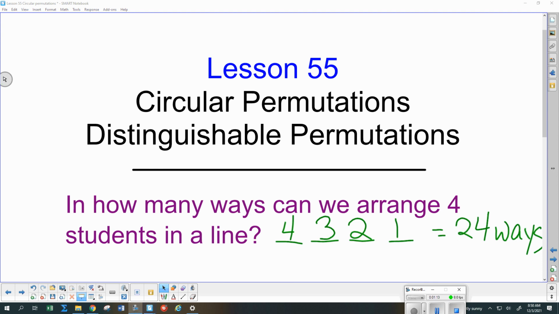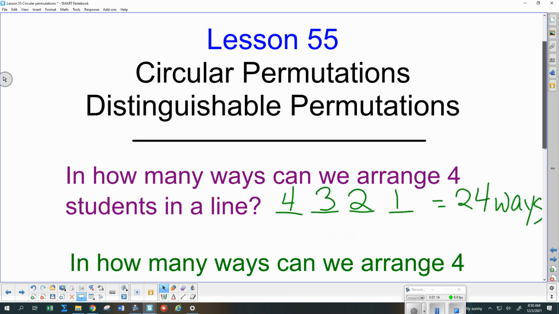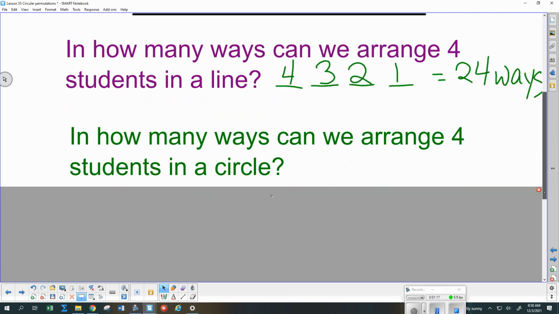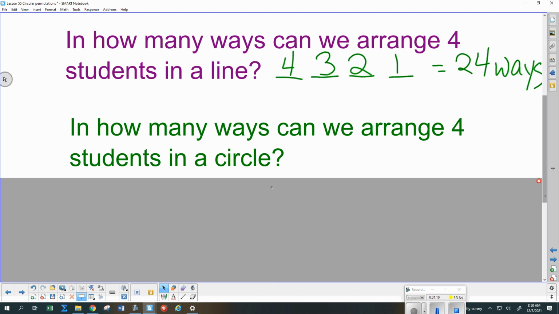Okay, now let's take 4 students and put them in a circle. And just for fun, let's actually take 4 students. So let me get you 4. Come up here, take a chair. You won't miss any note taking.